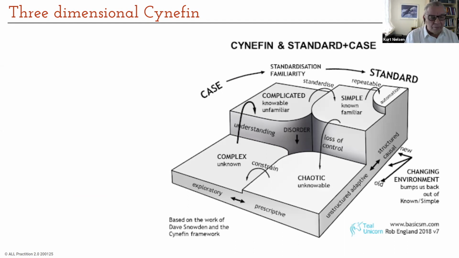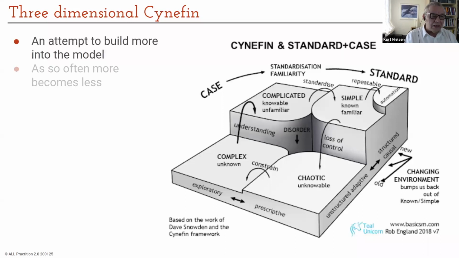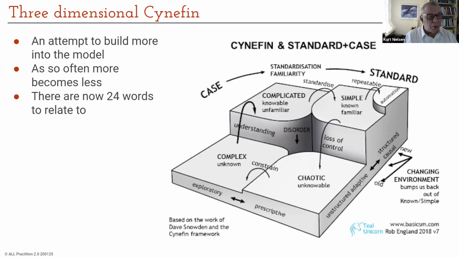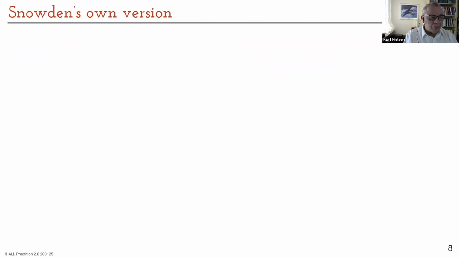From time to time, I'm working on a 3-dimensional model that I think might be useful as an illustration. But this one is actually building too much into the model. So like in so many cases, more becomes less. And in this, there are now 24 words to relate to, which is just too much for us to go around and remember. So that's one thing. And Snowden's own version was always drawn like that.